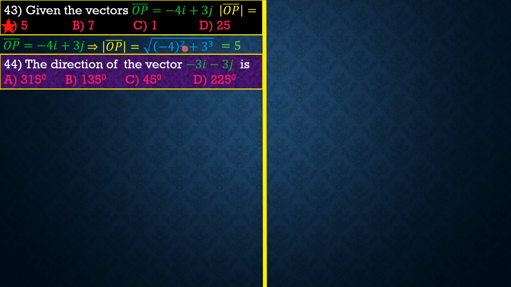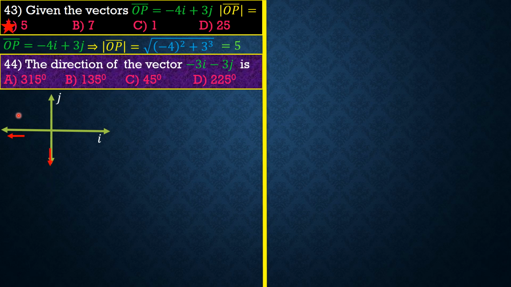Question 44, guys, is that the direction of the vector minus 3i minus j is? Let's try to represent this vector on our OIJ system. We are going to have the horizontal axis and the vertical axis. Let's give the horizontal axis the name I, and the vertical axis, let's call it J. We notice that the I component is negative, so it is going to be found at this point, and the J component is negative again, so it's going to be found like this.